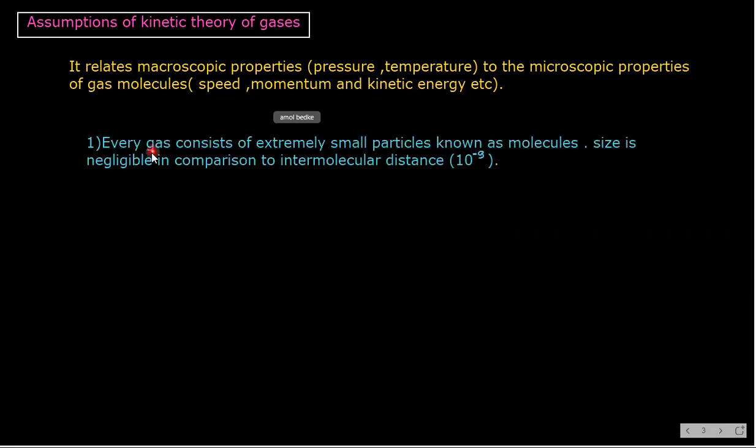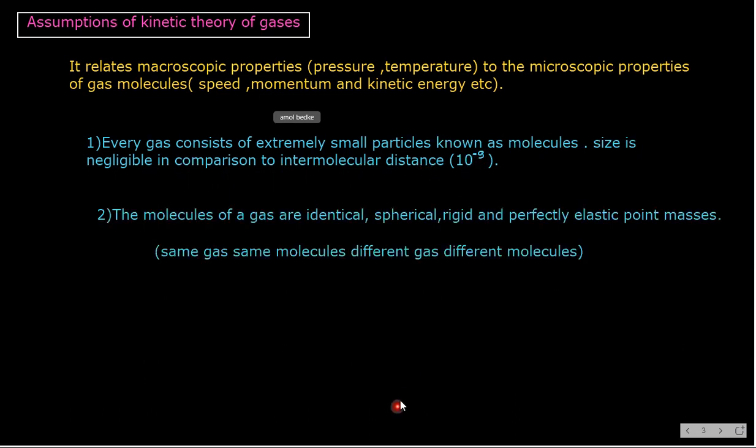So first assumption, every gas consists of extremely small particles known as molecules. So in every gas, you have very small particles, which we call molecules. Their size is negligible in comparison to the intermolecular distance, and that is 10 power minus 9. Next one, the molecules of a gas are identical, spherical, rigid, and perfectly elastic point masses. Identical means all are identical. They are spherical, rigid, and perfectly elastic.